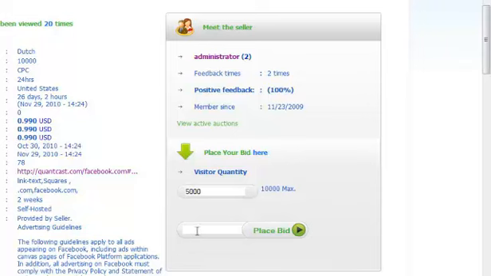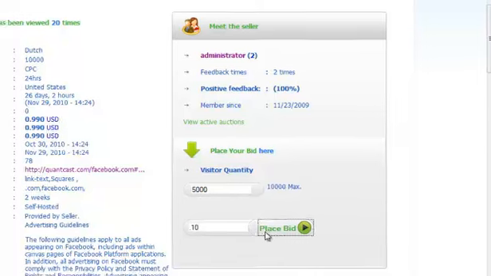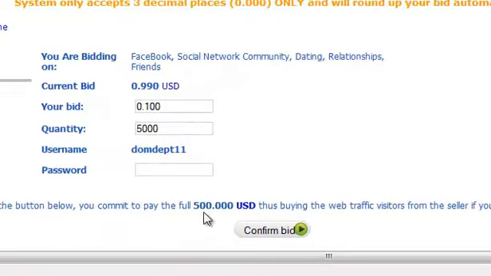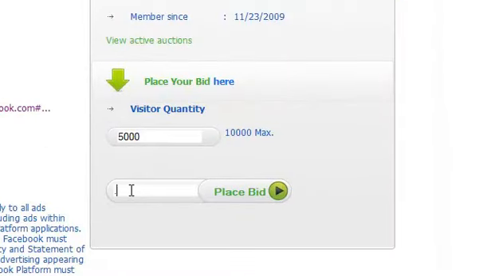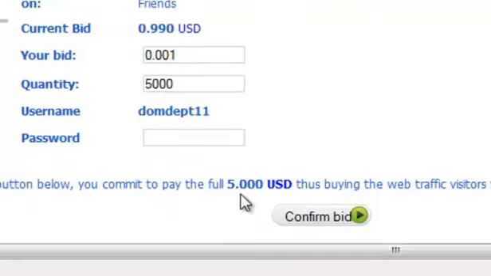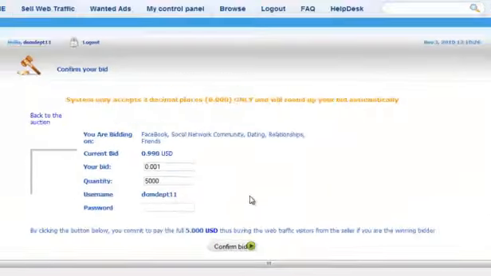Visitor quantity is 5,000. We know that we're probably going to pay 10 cents per visitor, and if you were to click that, it would equate it for you rather easily. So $500. Again, you could even bid at 1/10 of a cent. That bid is 1/10 of a cent per visitor, which is $5. So I hope you get the idea. Enter the password and the bid is placed for you.